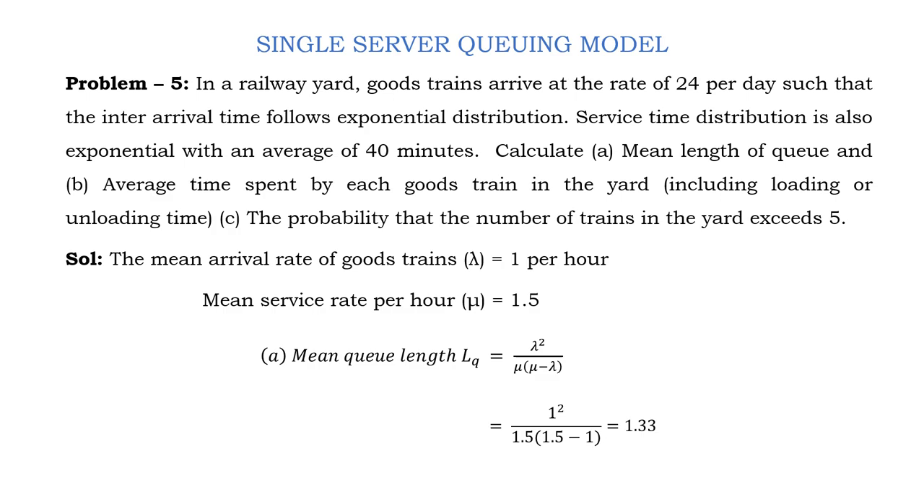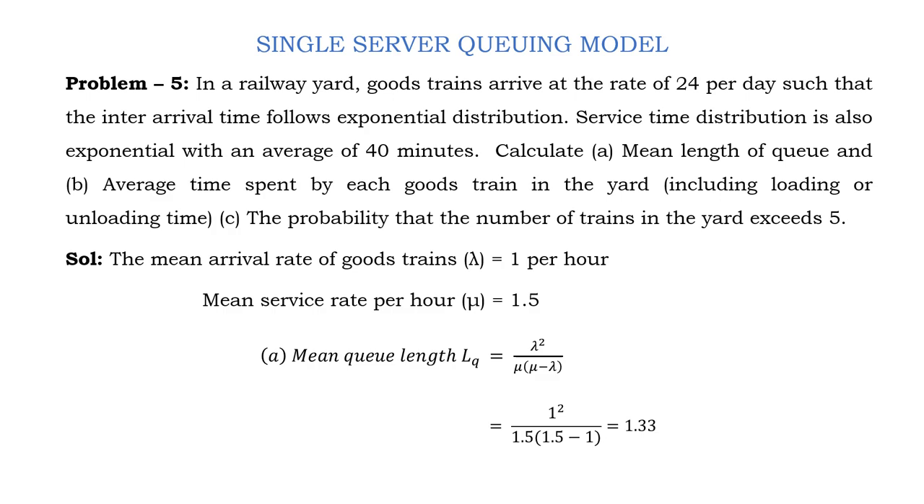Now we have to calculate the mean length of queue, average time spent by each goods train in the yard, which includes loading and unloading time, and the probability that the number of trains in the yard exceeds 5.